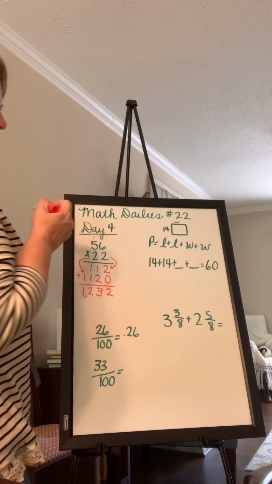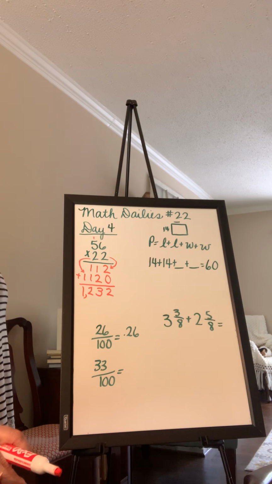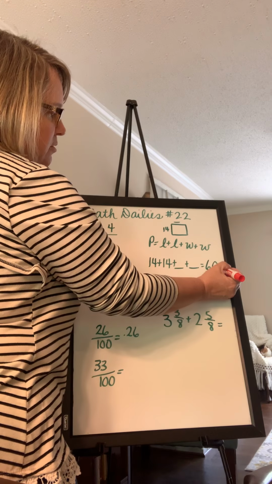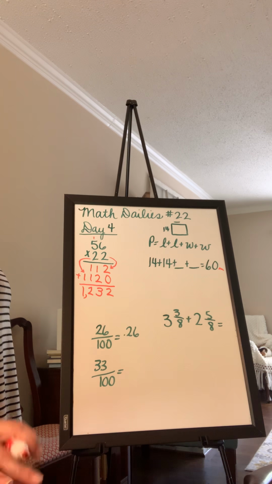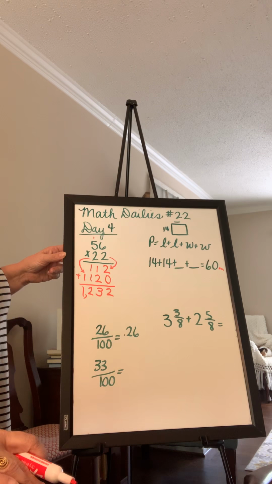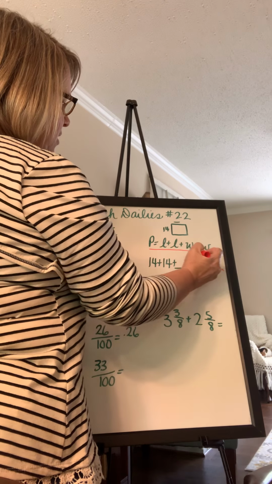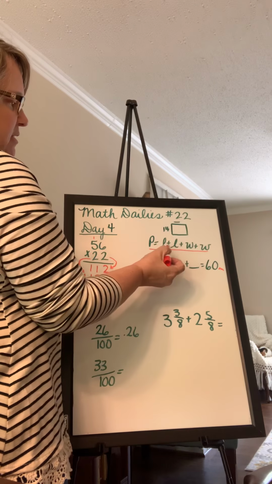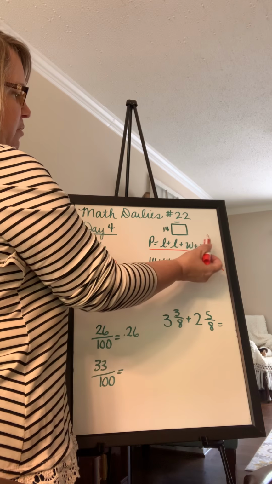All right, next we have a perimeter problem. The perimeter of a rectangle is 60 meters. I didn't put my meters on there. If the length of the rectangle is 14 meters, what is the width of the rectangle? Now we remember our perimeter formula is to add all the sides. So because it's a rectangle, we know we're going to do length plus width plus width.